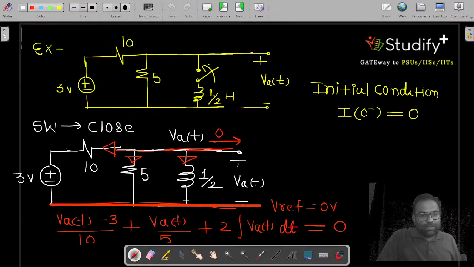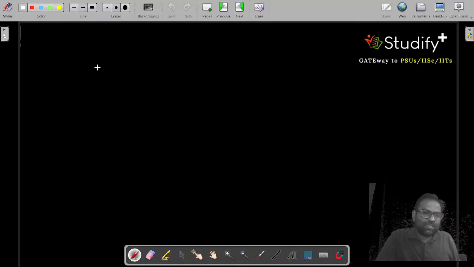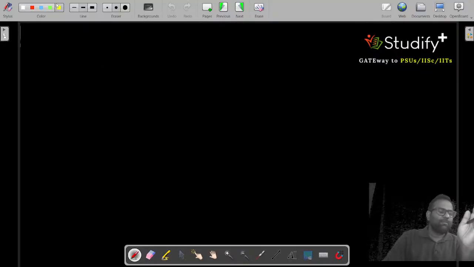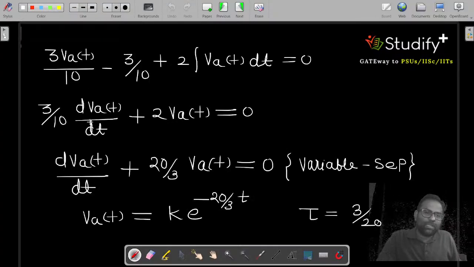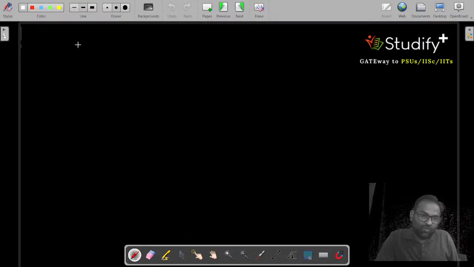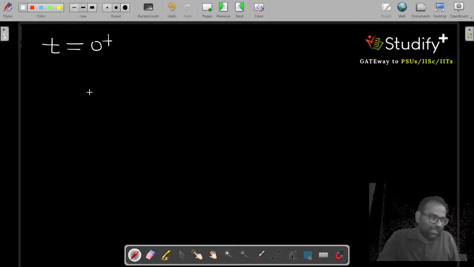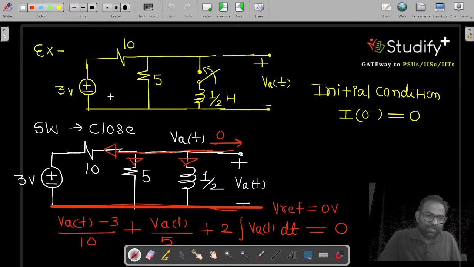Now can we find the value of VAT? So you can say how your circuit is behaving at t equal to 0 plus. You cannot copy the condition from before switching to after switching. And why can we not copy the condition? We cannot copy the condition because we have an energy storing element, the inductor, and the inductor cannot change its current instantly. So you can say we have to draw the circuit for t equal to 0 plus. And if we draw the circuit for t equal to 0 plus, how will the circuit look? The circuit will look like this.